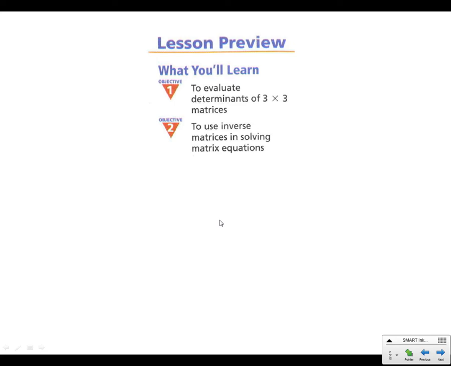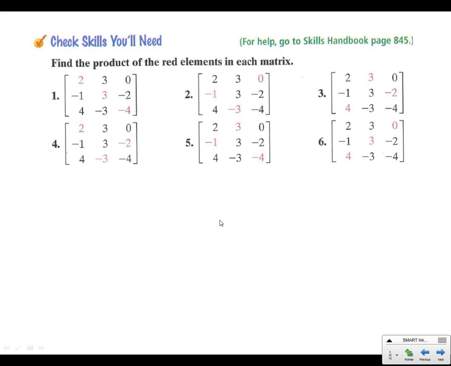Alright, so we need to have a couple skills in here. To find the determinant we need to be able to multiply some varying things inside of a matrix. So your job here is to multiply the colored numbers in each matrix. Just multiply them together, that's all you have to do. You'll see why in a second. Take a second, do that.